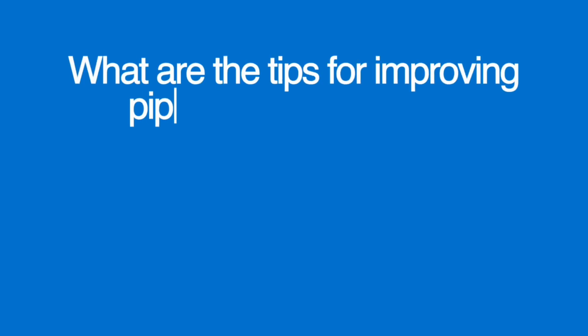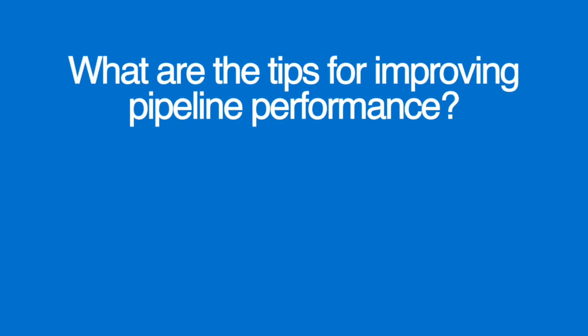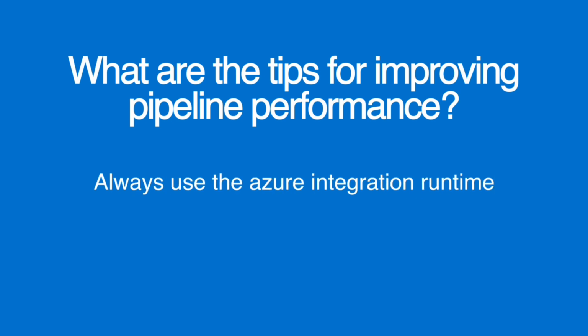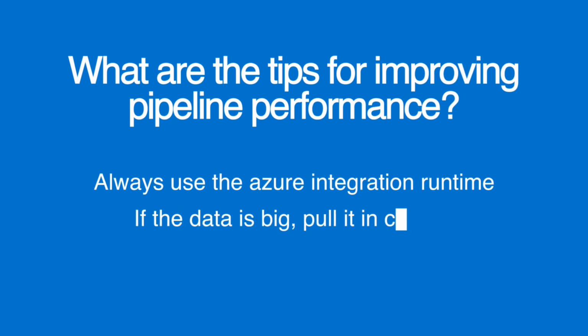Now the biggest question which I get is, what are the tips for improving pipeline performance? One of the major tips is to always try to use the Azure Integration Runtime. Why? Because Azure Integration Runtime provides all the right resources and elements for all the kinds of pipelines it hosts. The second tip is, if the data you are retrieving is big, always try to pull it in chunks or in pieces. Or we can say you can use pagination techniques and or trigger it in a way that it always comes in chunks, and not pull all the data at once.